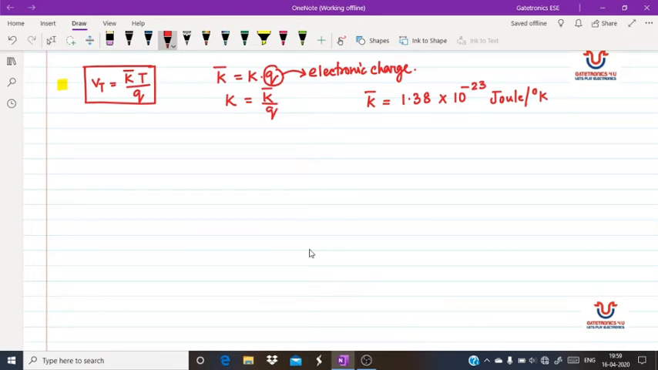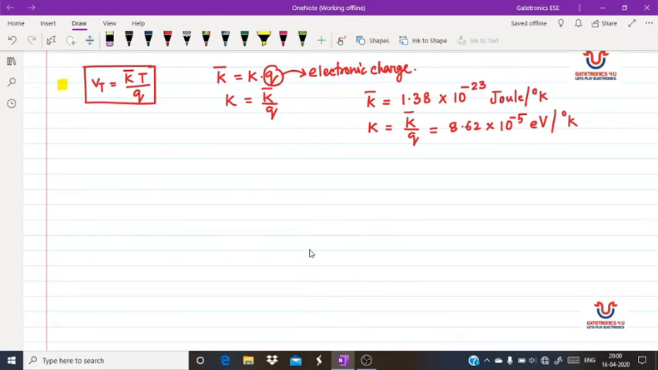So if we divide this K bar by Q, that is 1.6 into 10 to the power minus 19 coulomb, then we will get the value of K, and K is equal to K bar by Q, which comes out to be 8.62 into 10 to the power minus 5 electron volt divided by degree Kelvin.